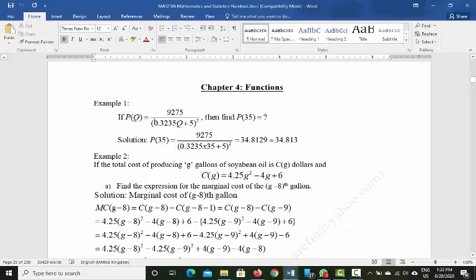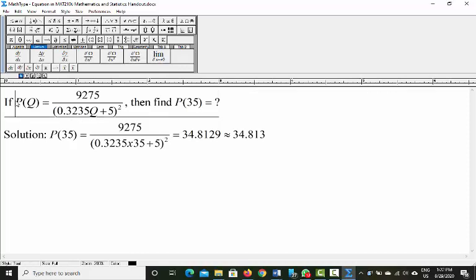Right. So here we can see in example 1 we have a function. So let us see what the function is. So this is the function. Remember, this one represents the name of the function, and inside the bracket whatever you have, that's the variable of the function. That means the value of the function will vary or change depending on the value of this q, that is, depending on the value of this variable.